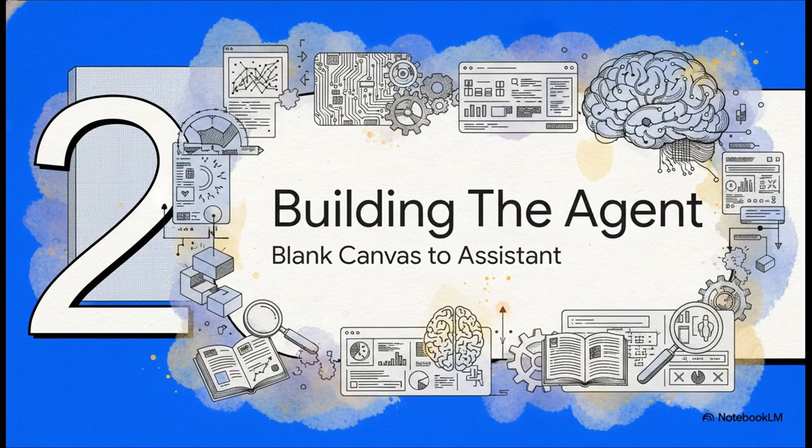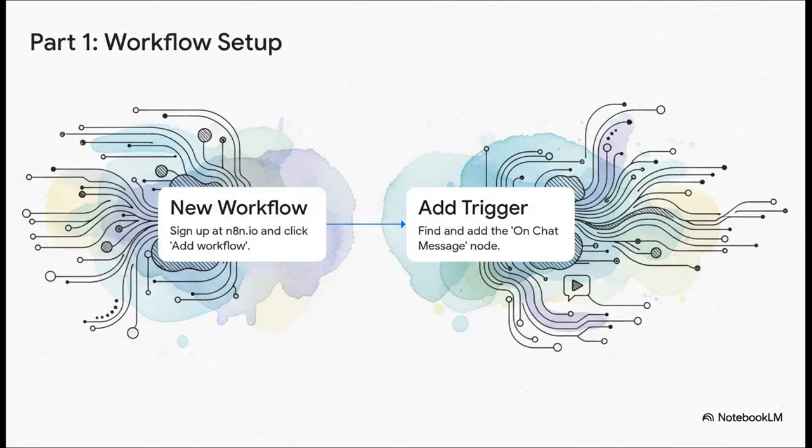All right, this is where the magic happens. We're about to go from a totally blank canvas to a fully functional research assistant. Let's get building. First things first, you're going to head over to n8n.io and just create a new workflow. You'll see a blank canvas.